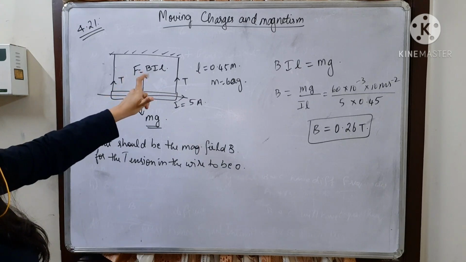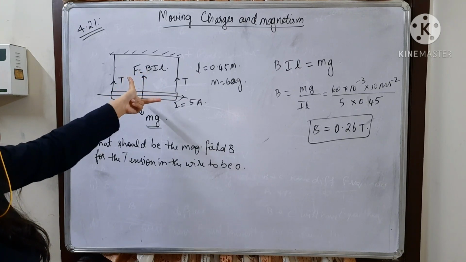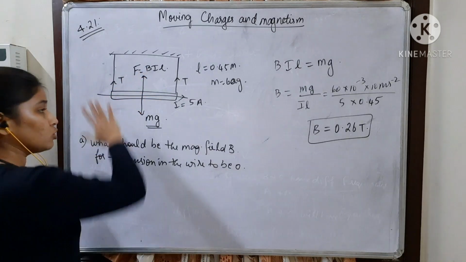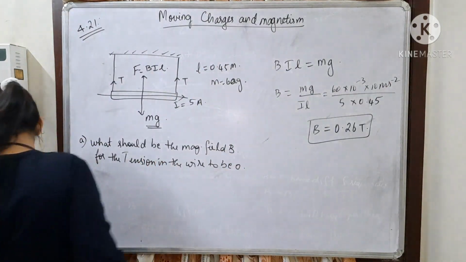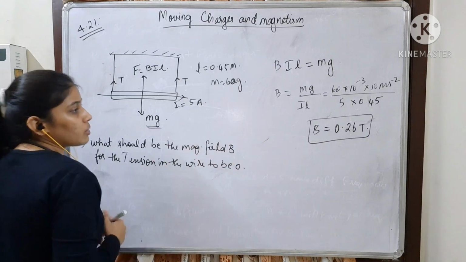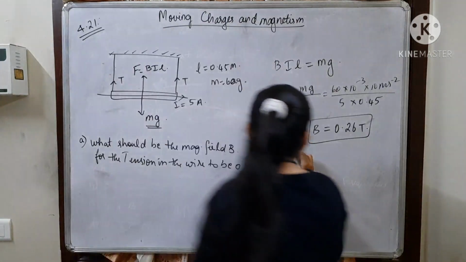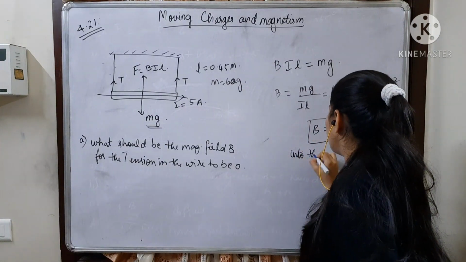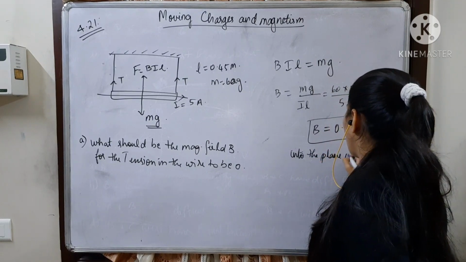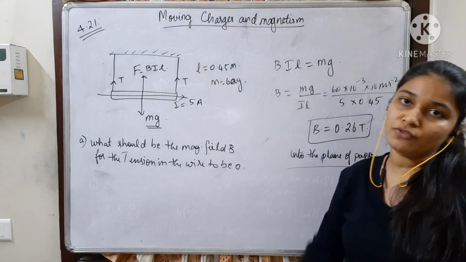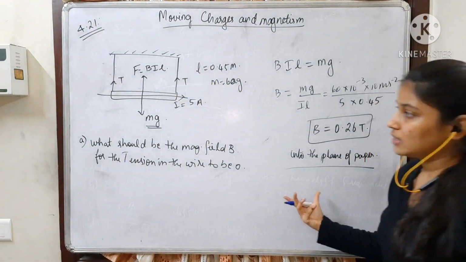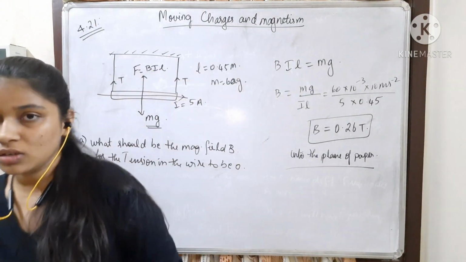So where is my index finger pointing? My index finger is pointing into the plane of the board, or into the plane of paper as in your case. Therefore the magnetic field will be acting into the plane of paper. Only in that case will you get a force in the upward direction. So that is the first half of this question.